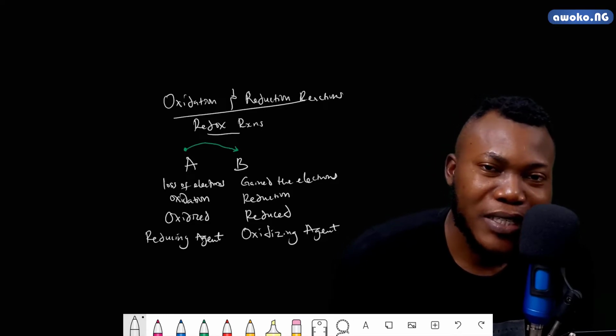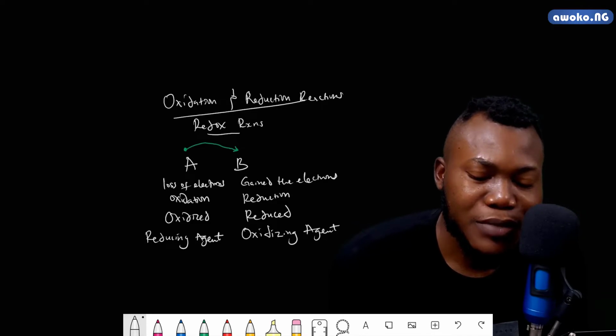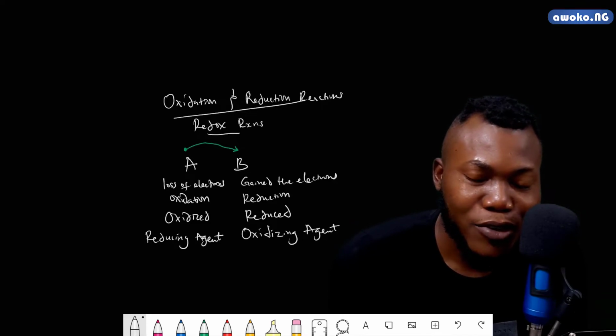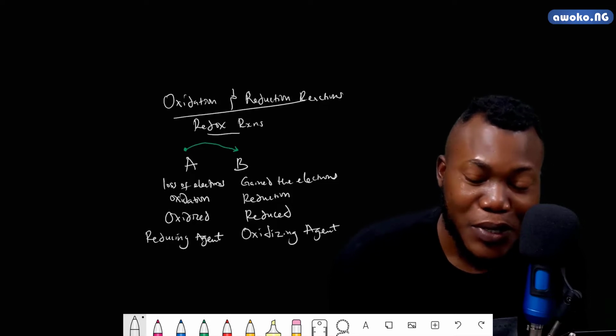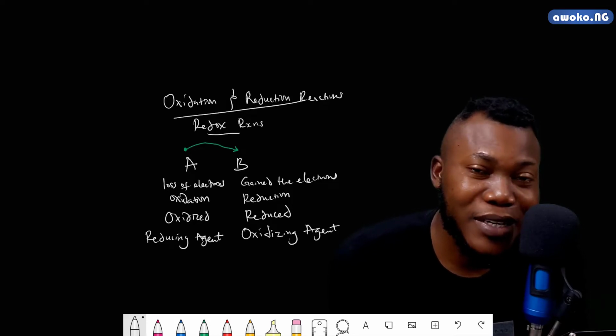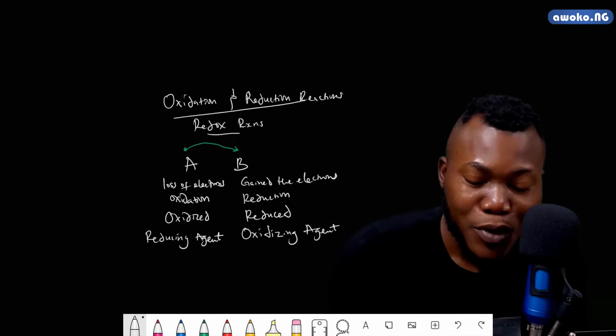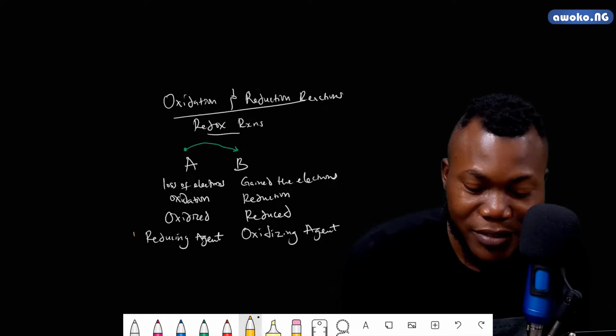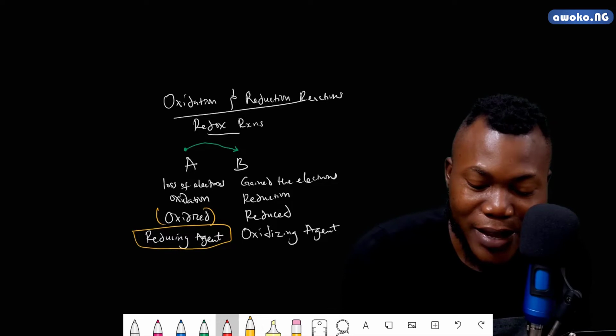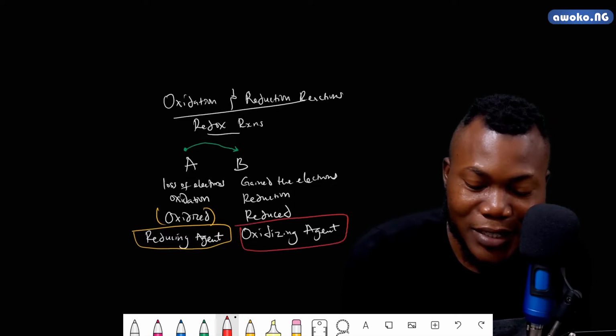Now, if you understand all of this, it makes sense to say that oxidation is just a loss of electrons, while reduction is simply a gain of electrons. Coming back to reducing agent and oxidizing agent, we've been able to see that the reducing agent gets oxidized, while the oxidizing agent gets reduced.